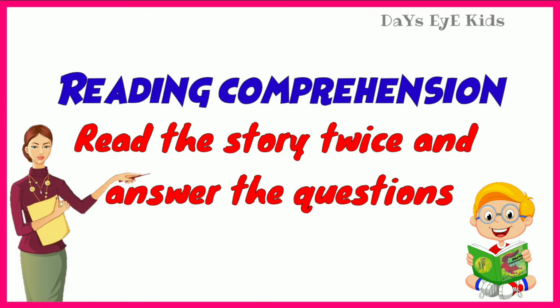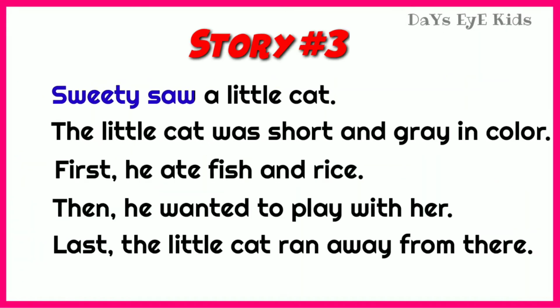Reading comprehension. Read the story twice and answer the questions. Sweety saw a little cat. The little cat was short and grey in color. First, he ate fish and rice. Then, he wanted to play with her. Lost, the little cat ran away from there.